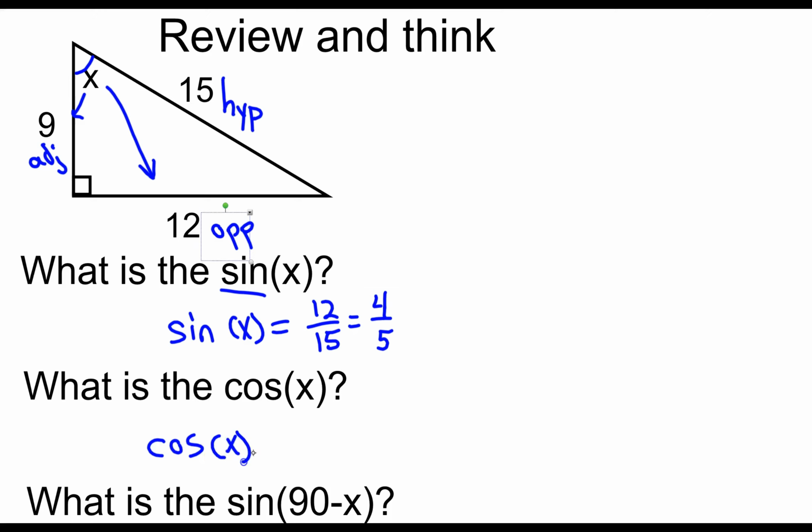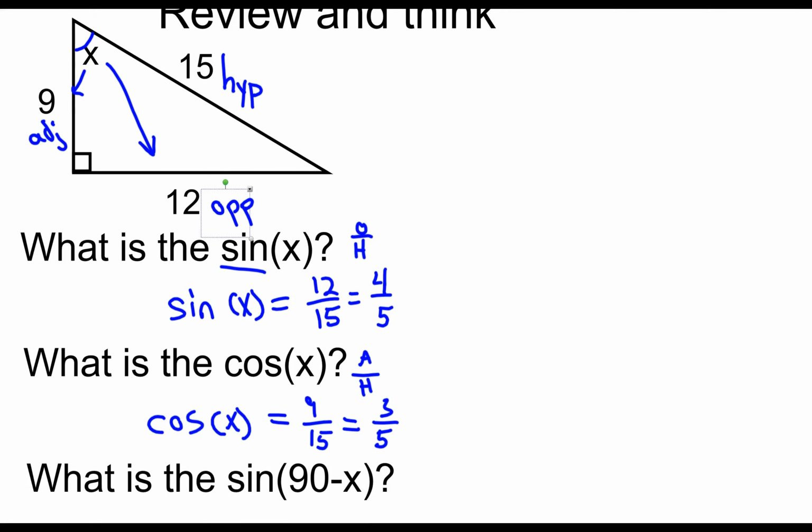Cosine of x, same thing. Cosine is, remember, CAH, so adjacent over hypotenuse. Write that up here for our sine as well. So adjacent, we said, was 9 over the hypotenuse, 15. And we can reduce both of those by 3. You get 3/5. Now this last one's a little tricky.